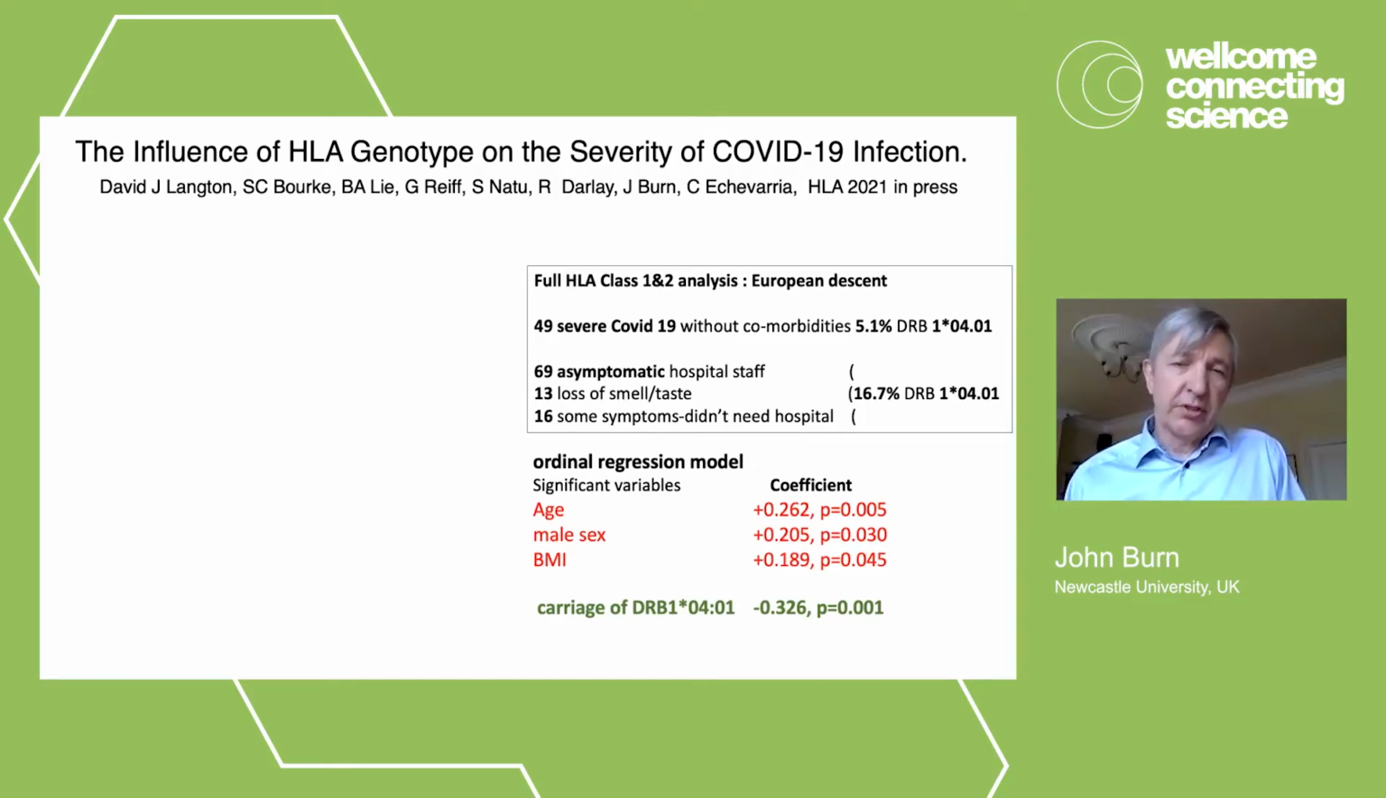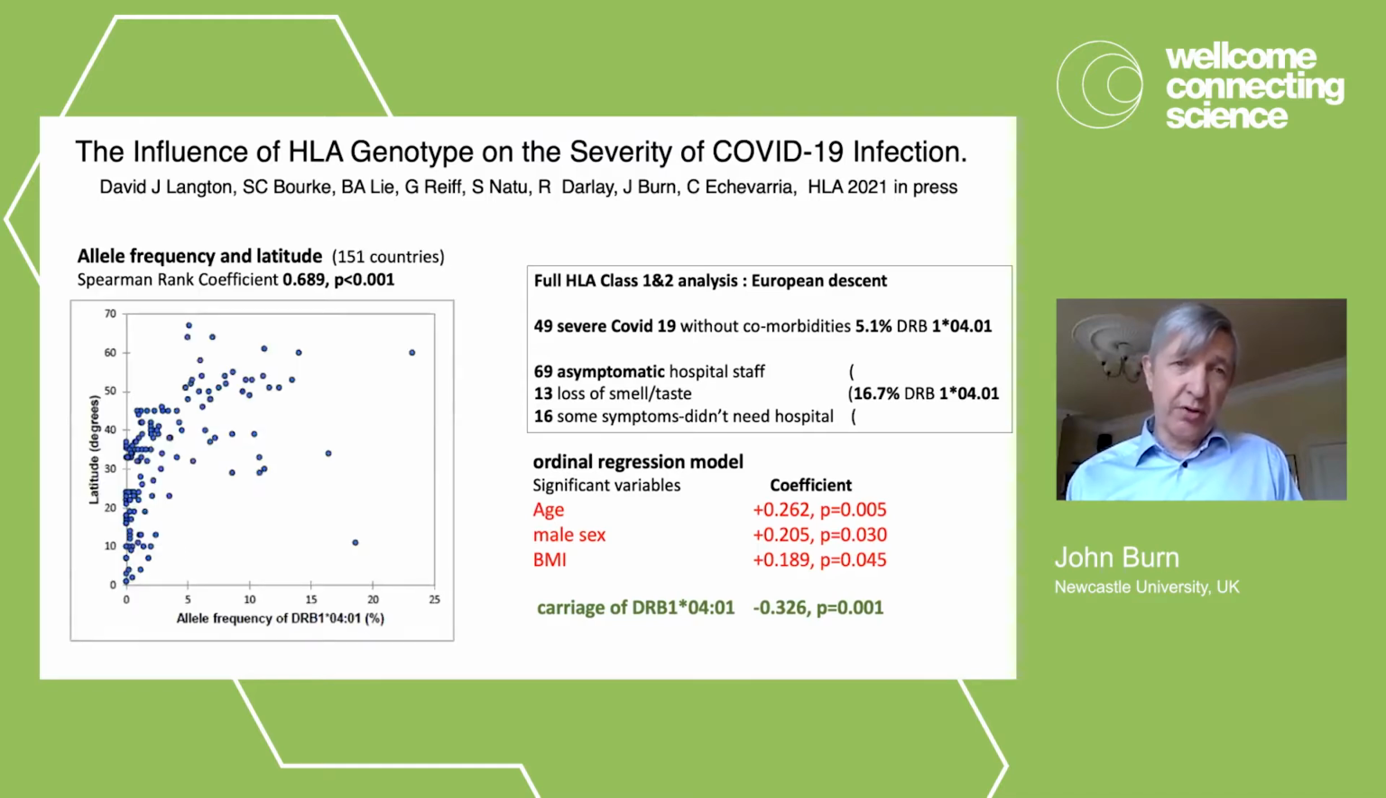And what came out of that analysis, which is shortly to appear in press, was quite an interesting difference in DRB1*0401. This is a variant which is common as a factor in rheumatoid arthritis. And you can see that only 5.1% of the people with severe disease had that variant, whereas 16.7% of those who were asymptomatic had it. And the reason that's also interesting is that when you look at the distribution of the frequency of that particular allele with latitude, what this graph is showing is that there is a significant correlation. The further away you get from the equator, the higher is the incidence of that particular allele.